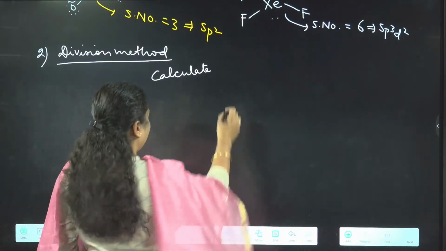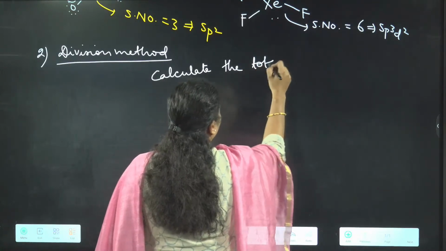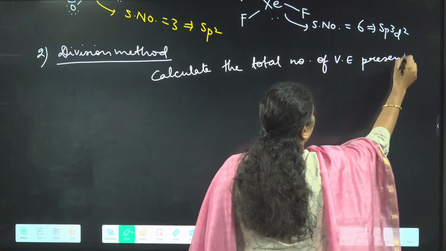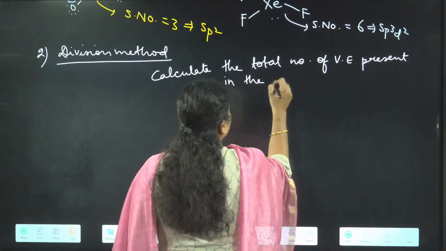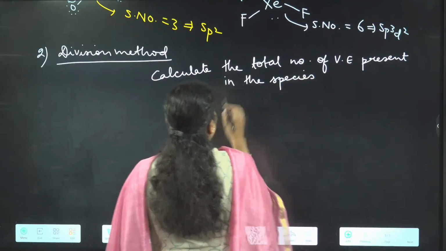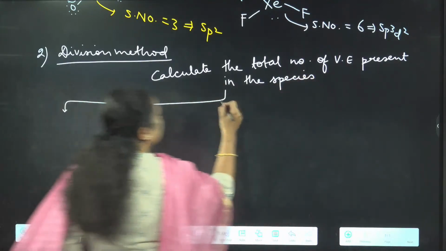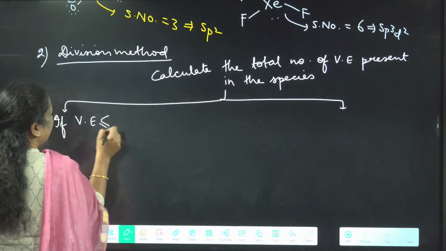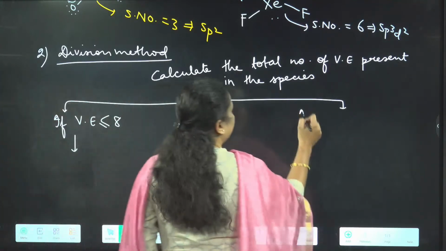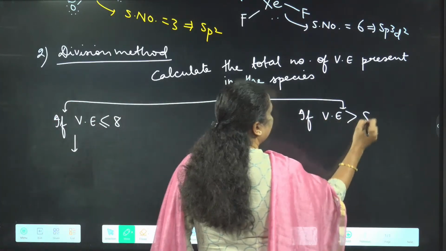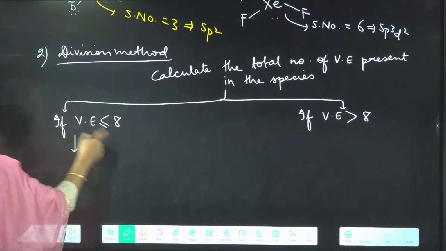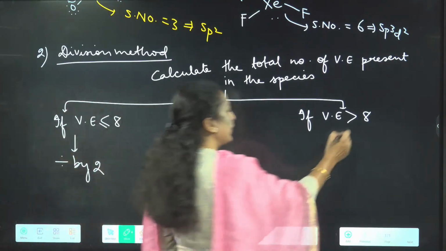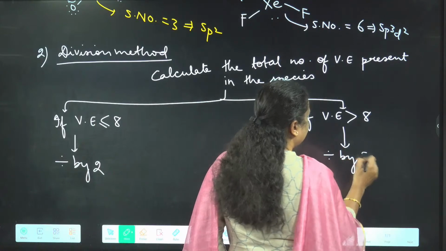Okay. So here, calculate the total number of valence electrons present in the species. After that, you have to check, VE is valence electrons, okay? If the valence electrons are less than or equal to 8, and you also check if the valence electrons are greater than 8. If it is less than or equal to 8, then divide by 2. And if it is greater than 8, then divide by 8.